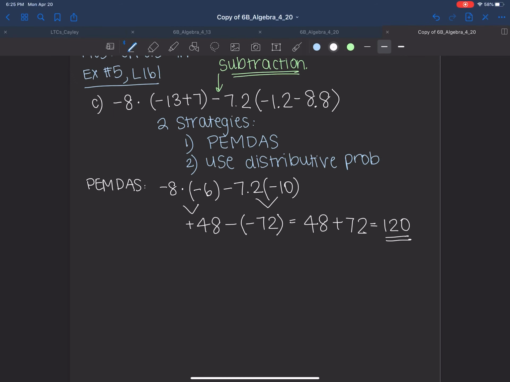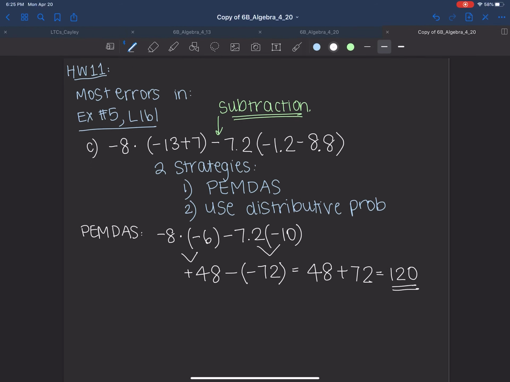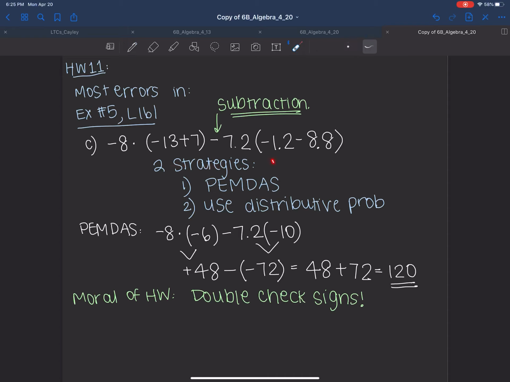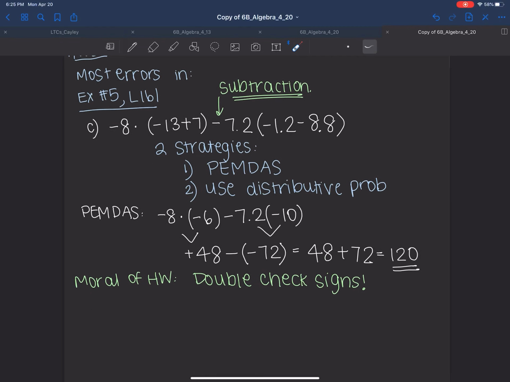Cool. So the moral of the homework, let me just write that down. Of the homework is to double check your signs. Every time we do an addition, a subtraction, a multiplication, a division, signs will be involved. And in this expression, for instance, in part C, we had so many different operations we were doing. We had subtractions, we had multiplications, and all that. And every single one of these operations is an opportunity to make mistakes. So we want to just be extra sure every time.